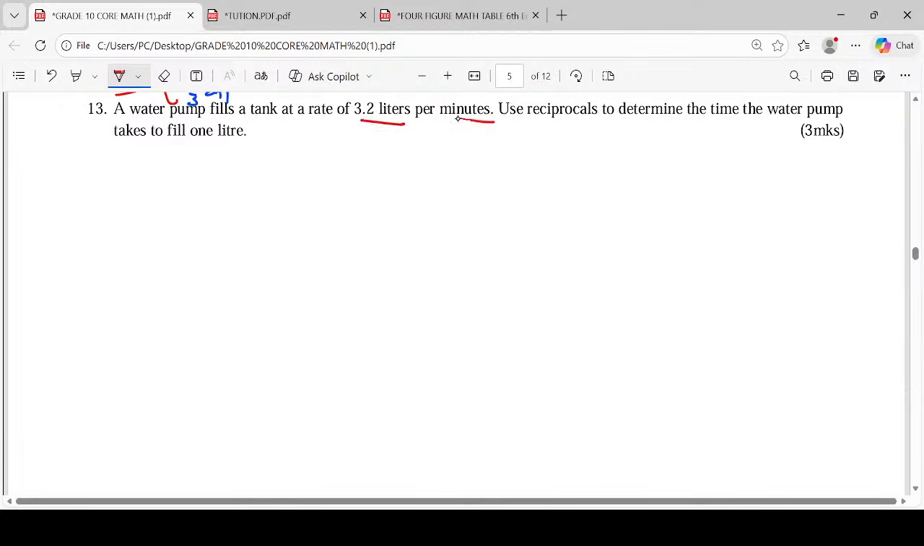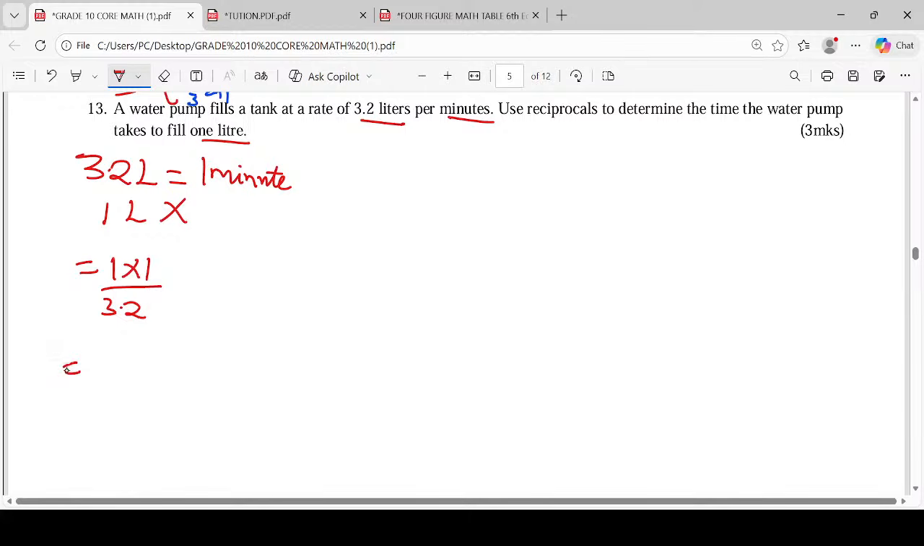It means if 3.2 liters are being filled in 1 minute, what about 1 liter? When you cross multiply, this will be 1 times 1 over 3.2. So this is just like saying 1 over 3.2. But this time round, you've been told to use the reciprocals table. So what is the reciprocal of 3.2?